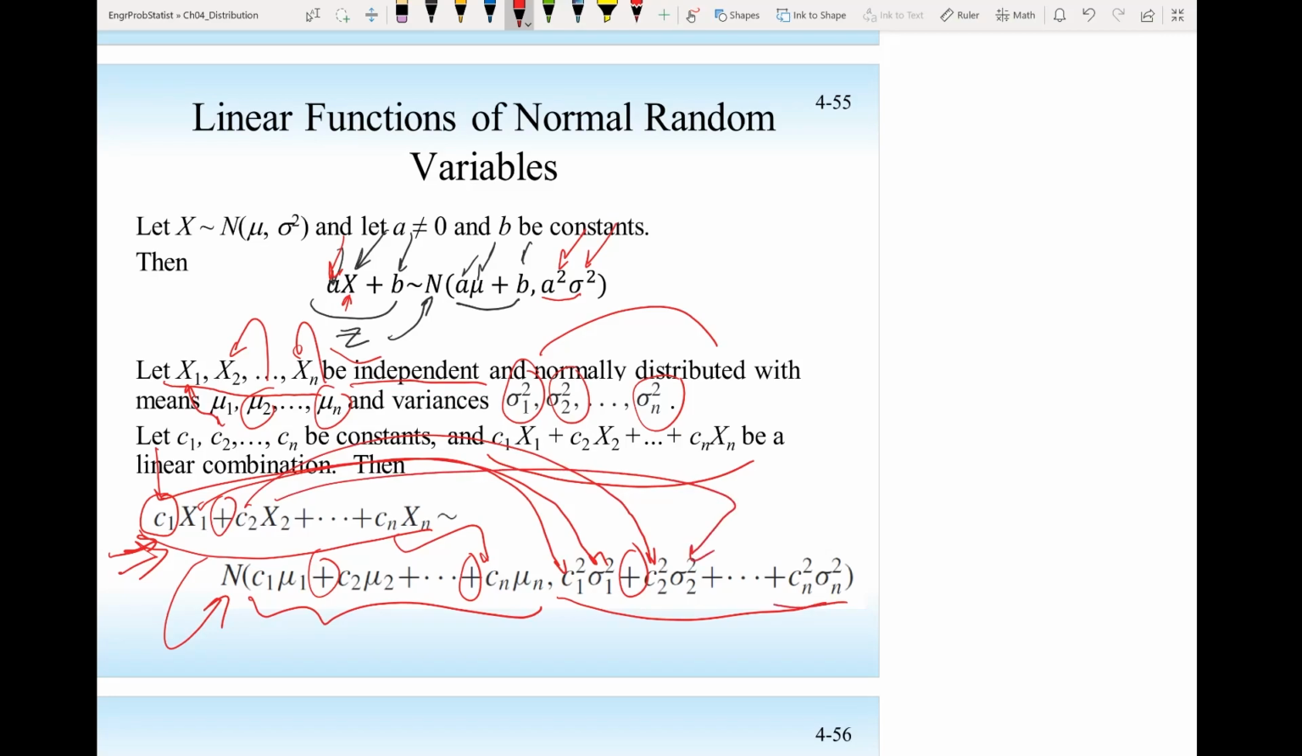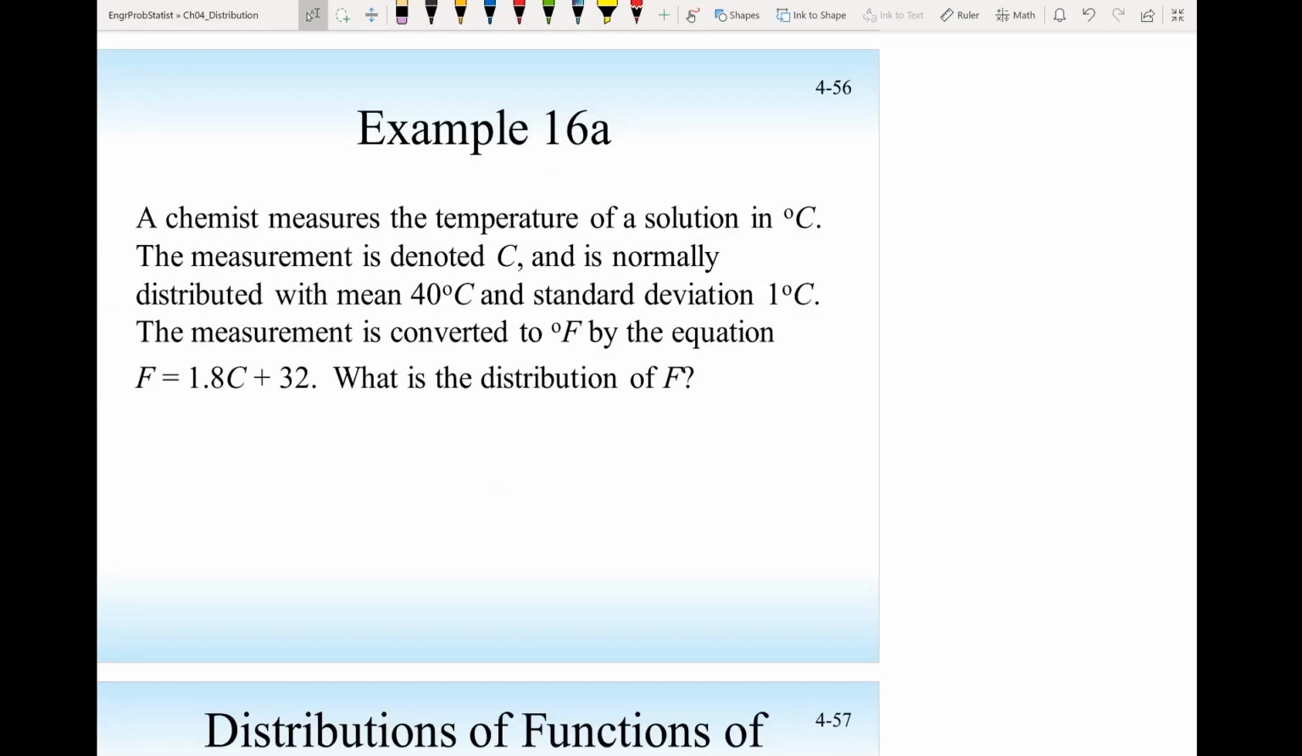So the sum of many random variables that are independent and have a normal distribution will also have a normal distribution with this mean, which is the sum of the means, and the sum of the variances of each random variable. Let's take this example.